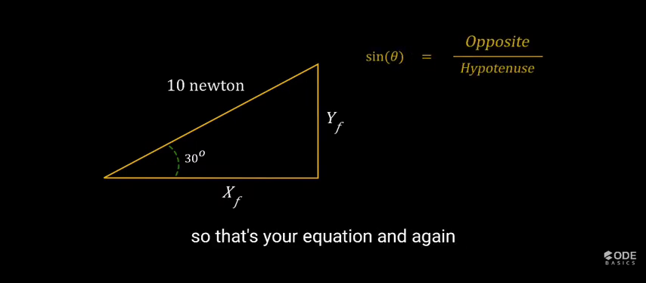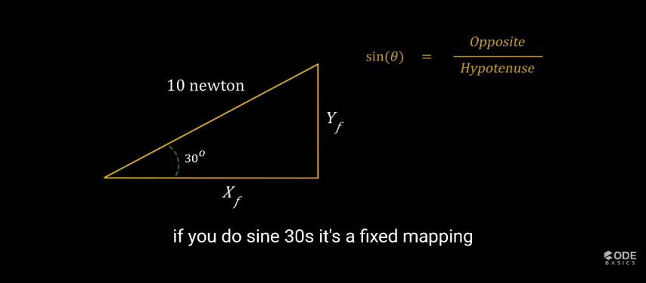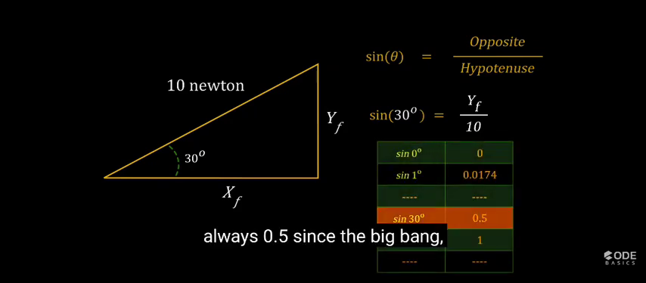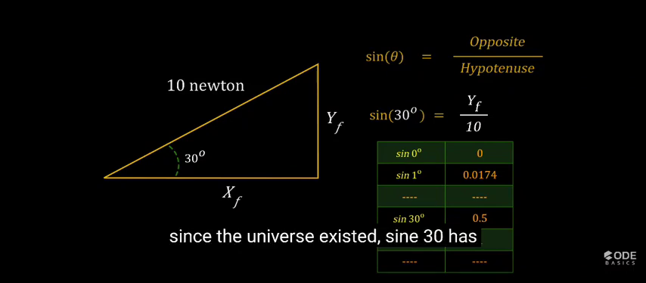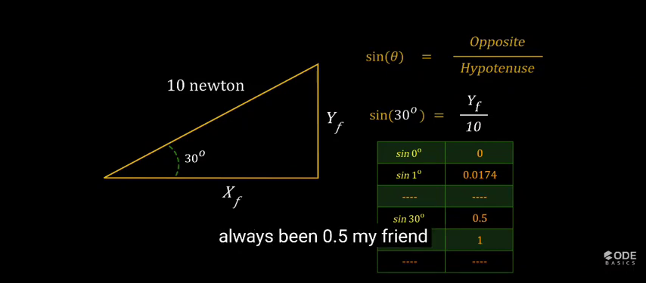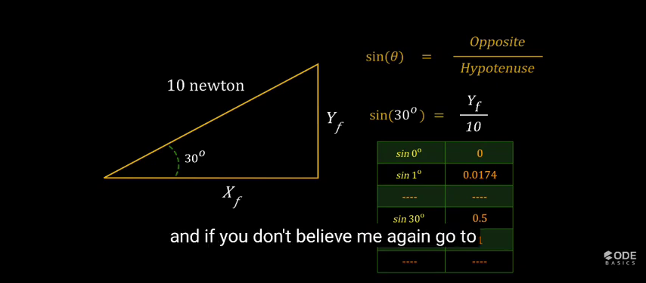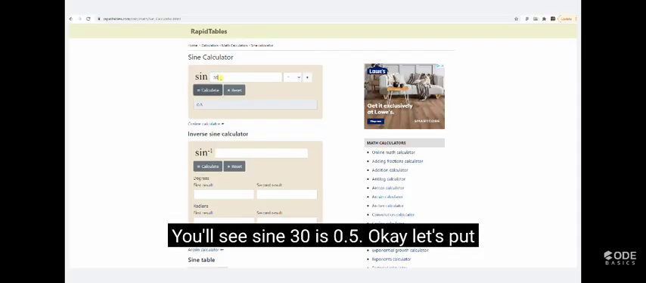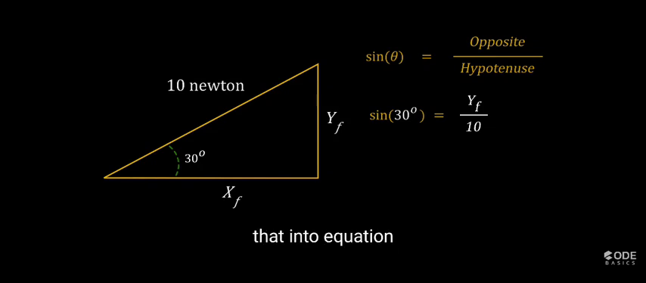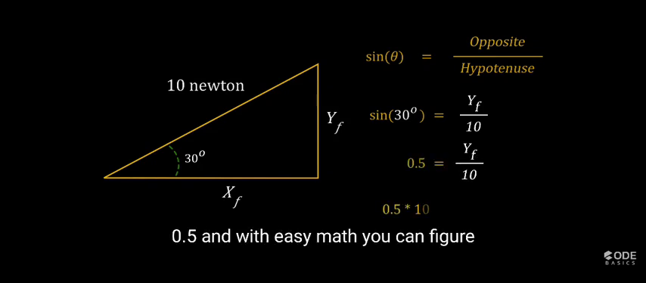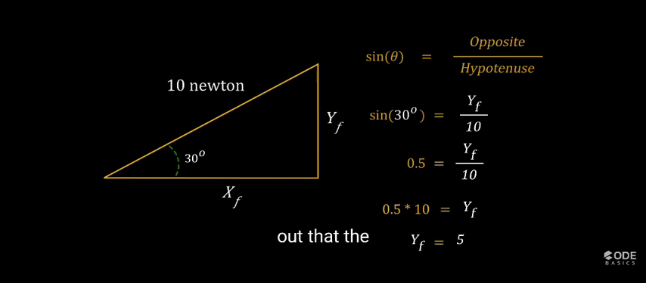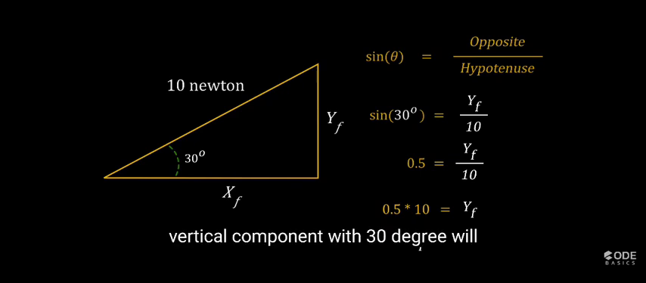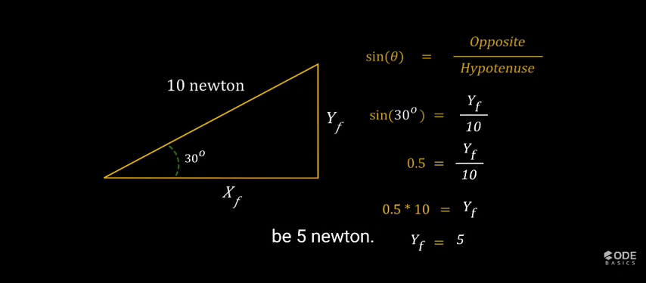So that's your equation. And if you do sine 30, it's a fixed mapping. Sine 30 is always 0.5. Since the Big Bang, since the universe existed, sine 30 has always been 0.5, my friend. And if you don't believe me, go to this website, try it out, you will see sine 30 is 0.5. Okay, let's put that into the equation, 0.5. And with easy math, you can figure out that the vertical component at 30 degrees will be 5 Newton.